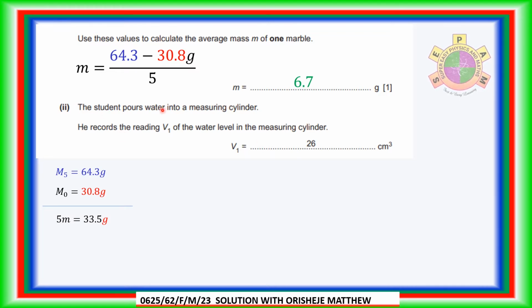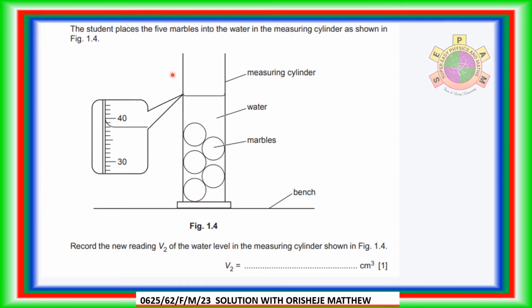The student pours water into the measuring cylinder, and he records the reading V1 of the water level in the measuring cylinder, that is 20. So let's look at this. This is the measuring cylinder. Now the student decided to put in the 5 pieces of marble, and the water level rose to this point, but the initial level was 26.